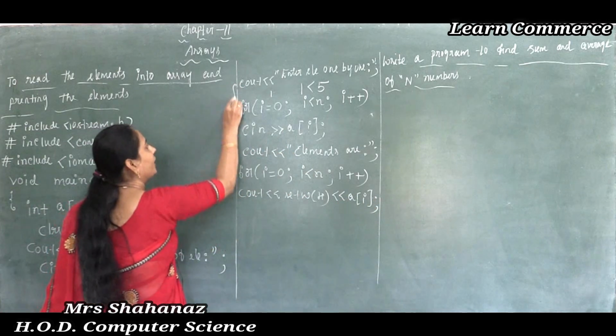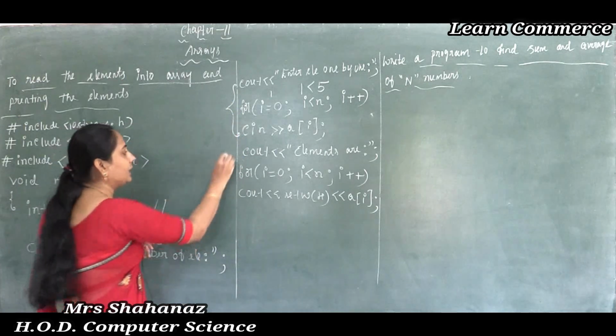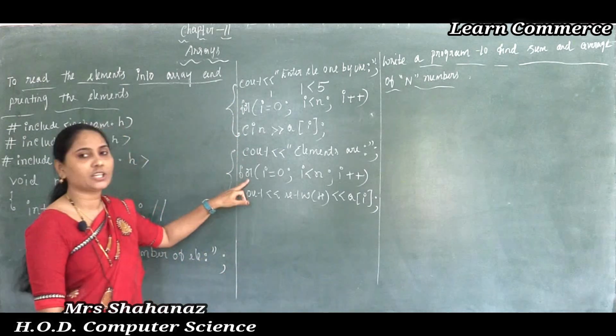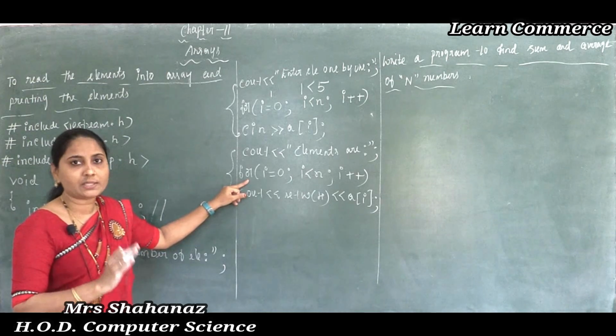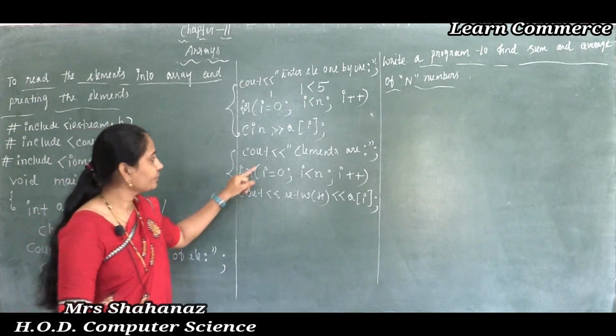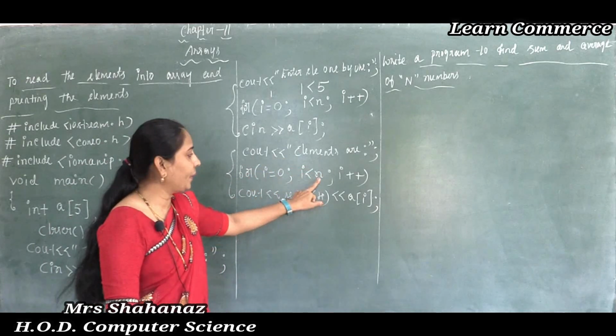These 3 codings are used to input the values through the keyboard, and these 3 codings are used just to print the values. So whatever values we inputted, such values are going to be printed. Elements are, then i = 0. It depends on the condition.